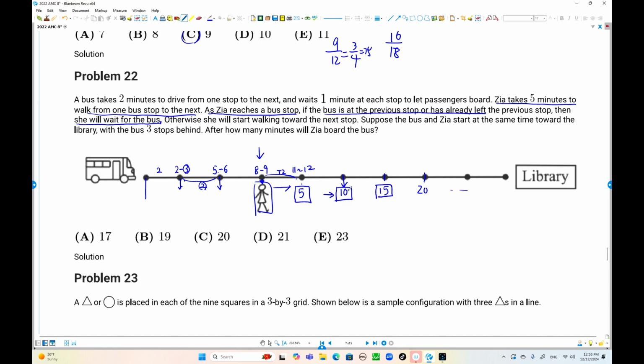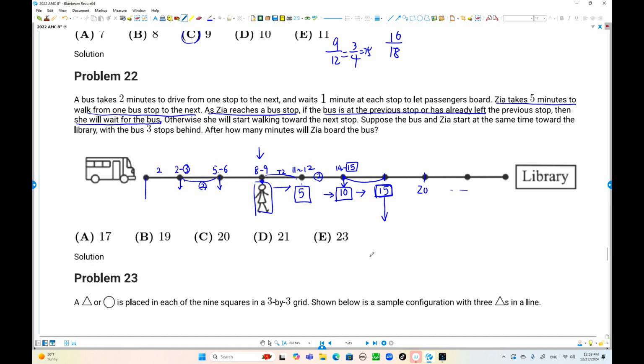Anyway, she has to go over here, right? So I'm going to find this one. What happens at 15 minutes? The bus, where is it? If this is plus 2 over here, that is 13, right? 14, and 1 minute later, 15. At 15, what happens? The bus has just moved, right? So she has to wait.